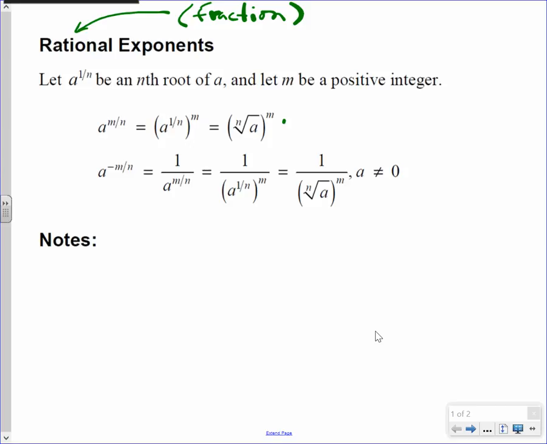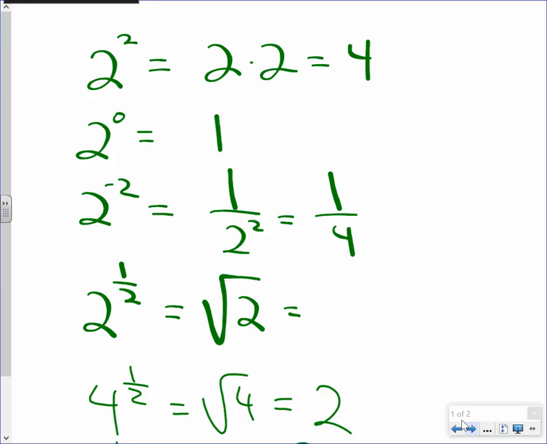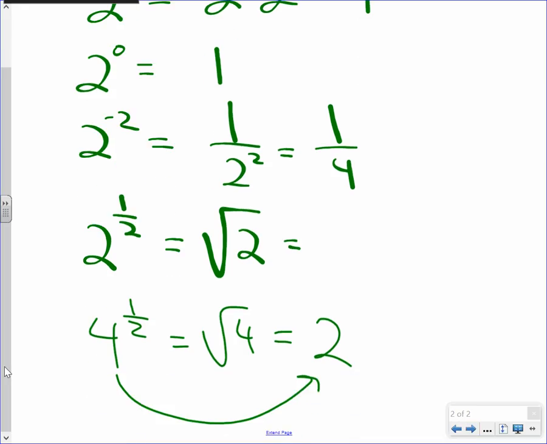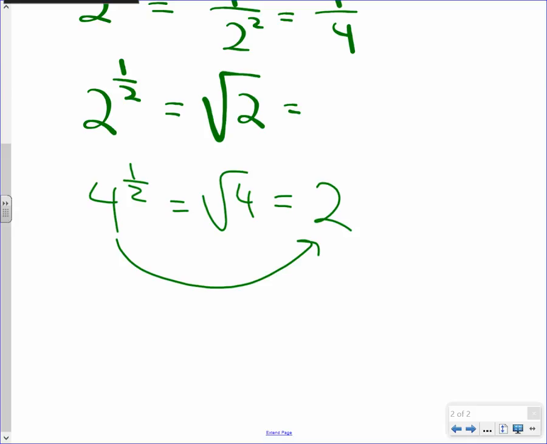Look what it says here. Let a to the 1 over n power be an nth root of a. So think of what I just did. 2 to the 1/2 power was the square root. So there's really a 2 here, and we call it the square root. We could also call it the second root, but we don't bother to write a little 2 there. But there's actually a 2 there that you have to realize is always there.